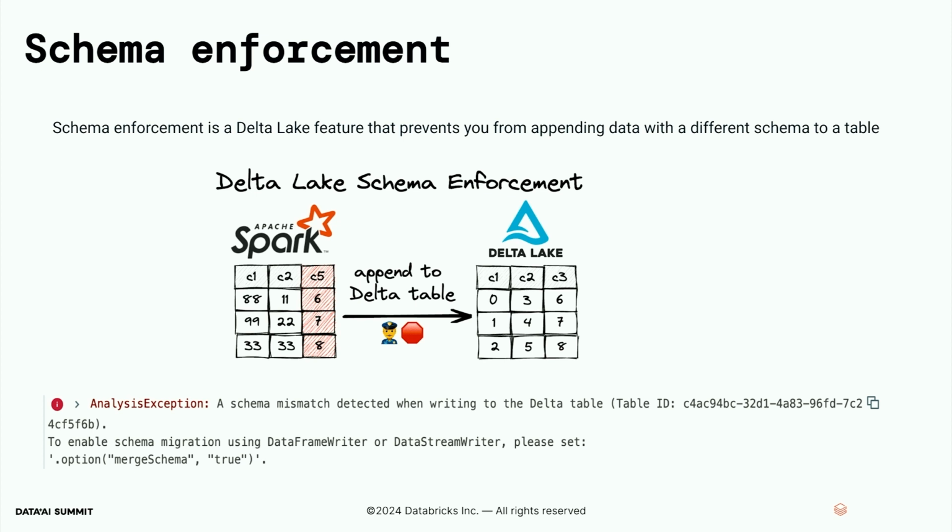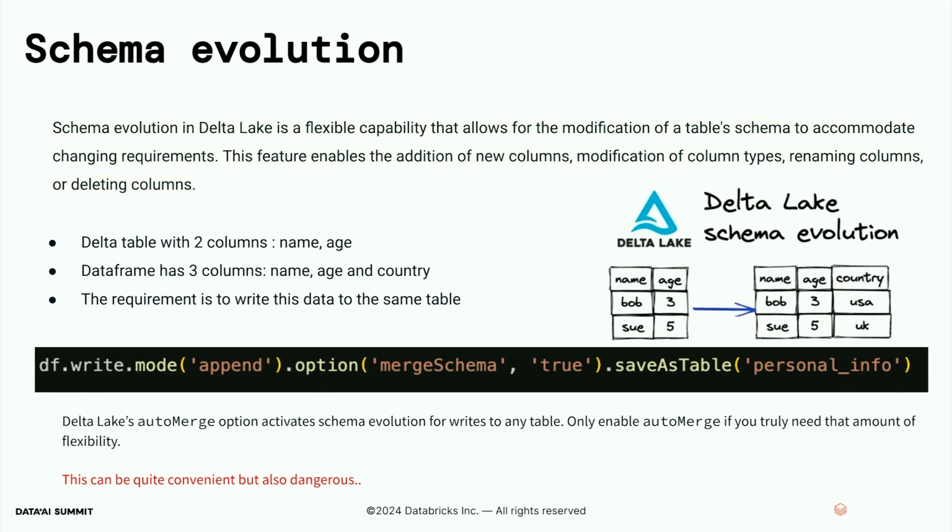But of course, we won't block you because we know that your schema may change. You may end up adding one or multiple columns. As you can see here, we have a table with column name and age, and then we ended up adding a new column called country. In this case, you just need to add a specific option called mergeSchema equal to true, and the mode needs to be append. And in this case, every time you're going to add a new column, it will be added without any problem.